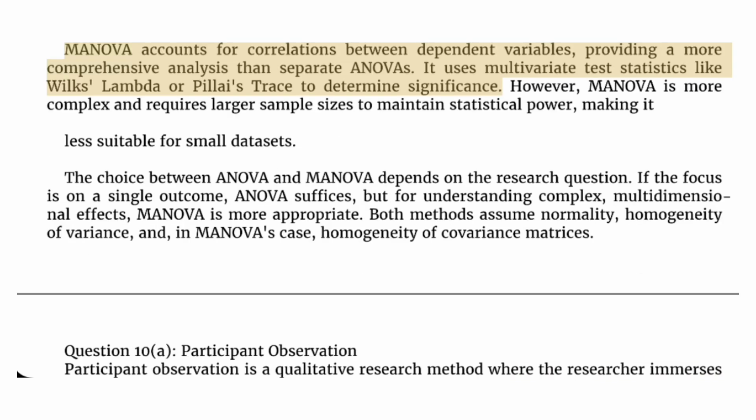MANOVA accounts for correlations between dependent variables, providing a more comprehensive analysis than separate ANOVAs. It uses multivariate test statistics like Wilks' lambda or Pillai's trace to determine significance. However, MANOVA is more complex and requires larger sample sizes to maintain statistical power, making it less suitable for small datasets. The choice between ANOVA and MANOVA depends on the research question.